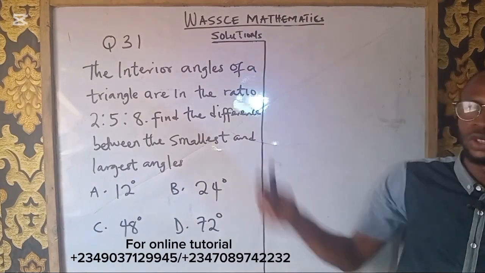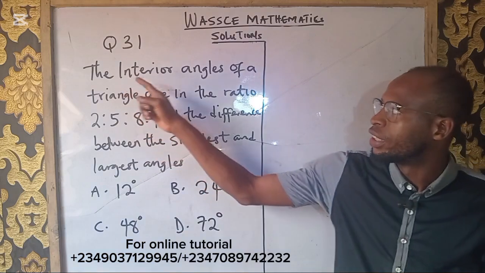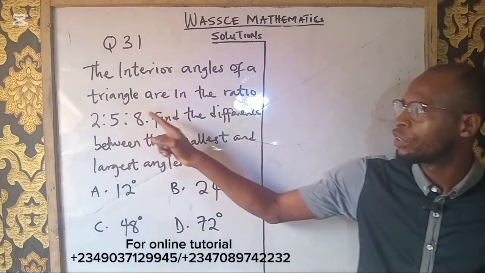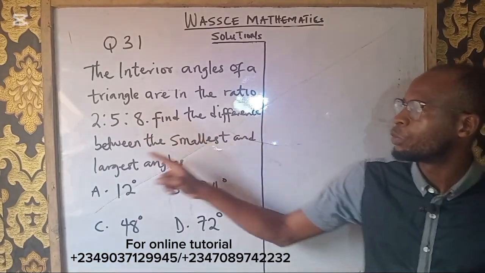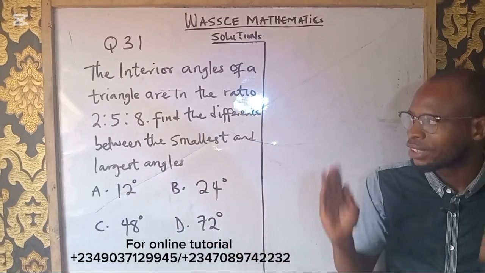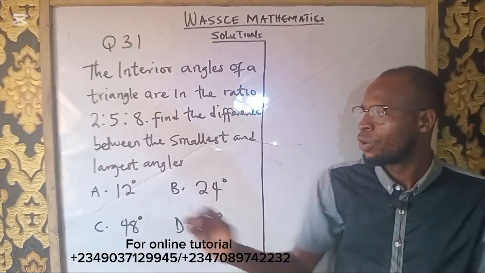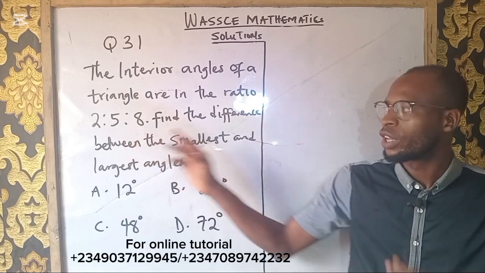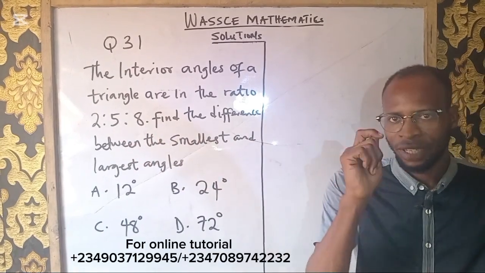So we have the next question on the board, question 31. The interior angles of a triangle are in the ratio 2:5:8. Find the difference between the smallest and largest angles. So the smallest angle is determined by the smaller ratio, while the largest angle is determined by the bigger ratio. So we can solve this problem in two ways. Let's start with the first one.